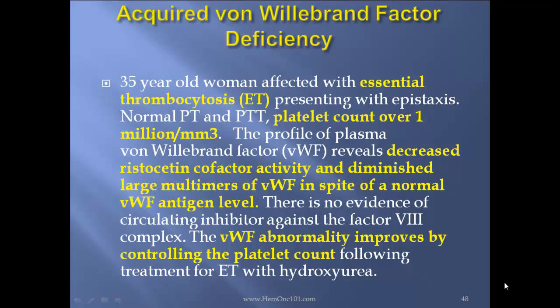Acquired von Willebrand factor deficiency. Case report. 35-year-old woman affected with essential thrombocytosis presenting with epistaxis. Normal PT and PTT, platelet count over 1 million. Profile of plasma von Willebrand factor reveals decreased cofactor activity and diminished large multimers in spite of normal antigen levels. There's no evidence of circulating inhibitor against factor VIII complex. The von Willebrand factor abnormality improves by controlling the platelet count following treatment of essential thrombocytosis with Hydrea.